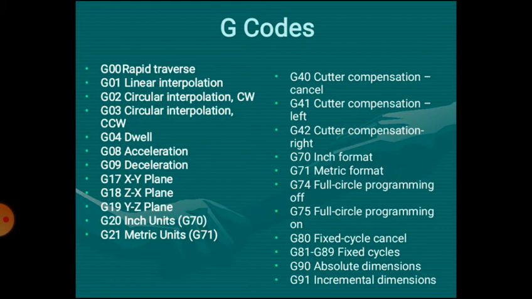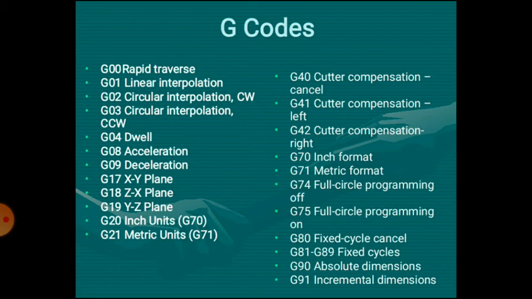Then G02 is circular interpolation, that is clockwise. It is a clockwise circular motion using two axes in a single program block. G03 is circular interpolation, but it is anti-clockwise. So anti-clockwise circular motion using two axes in a single program block.